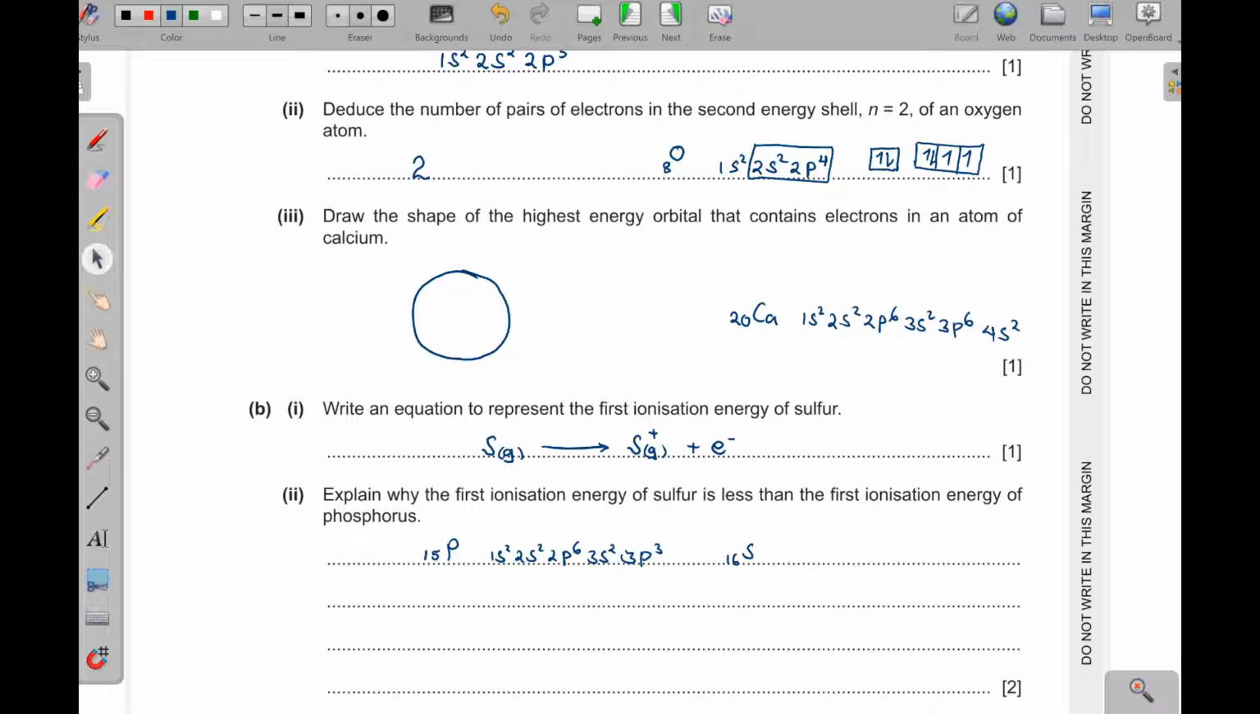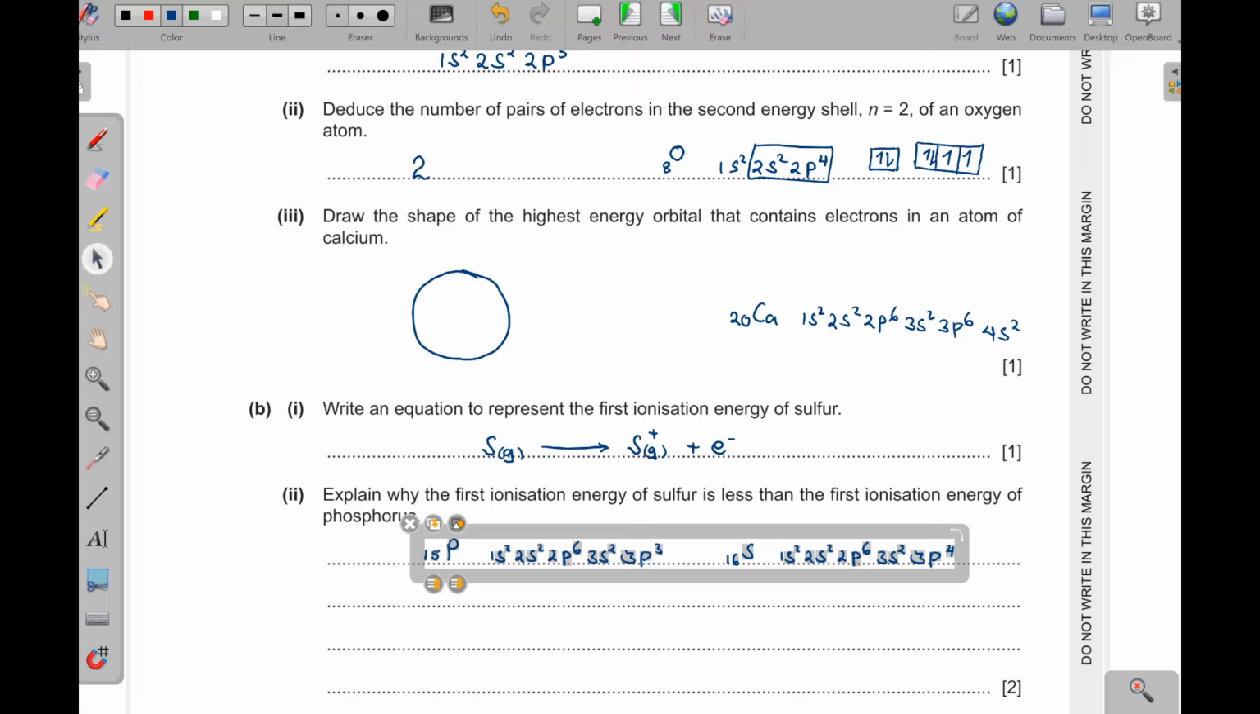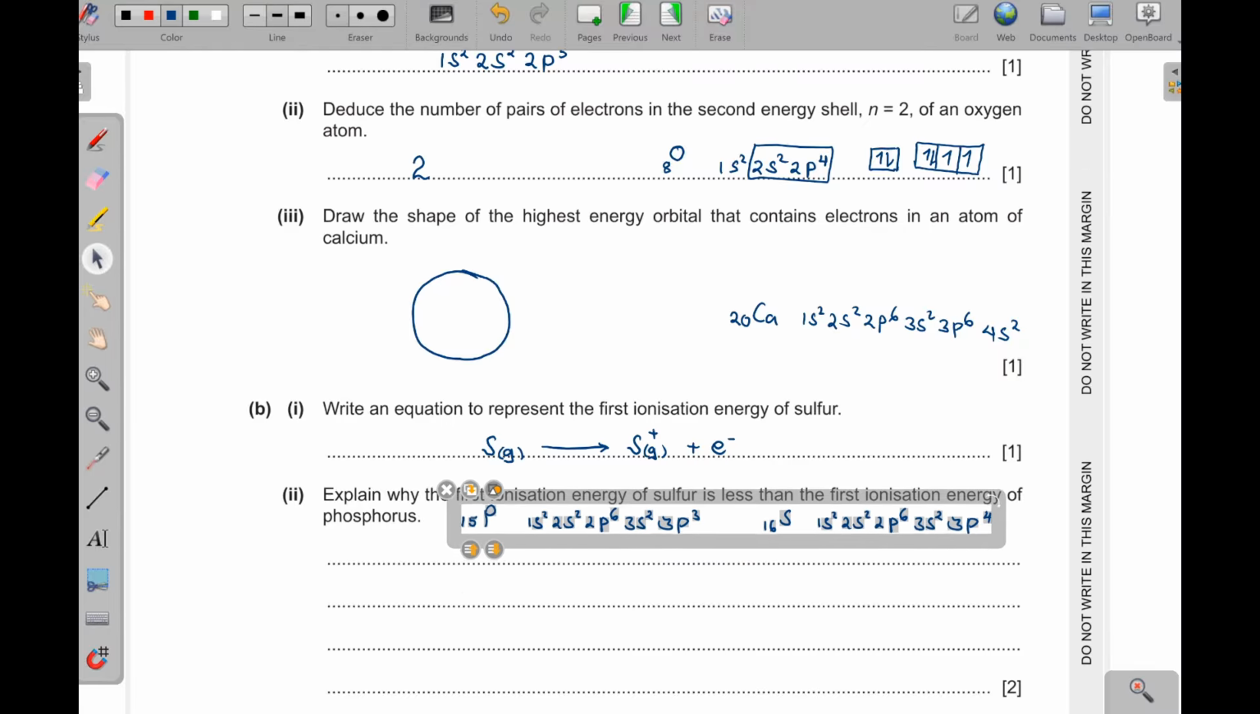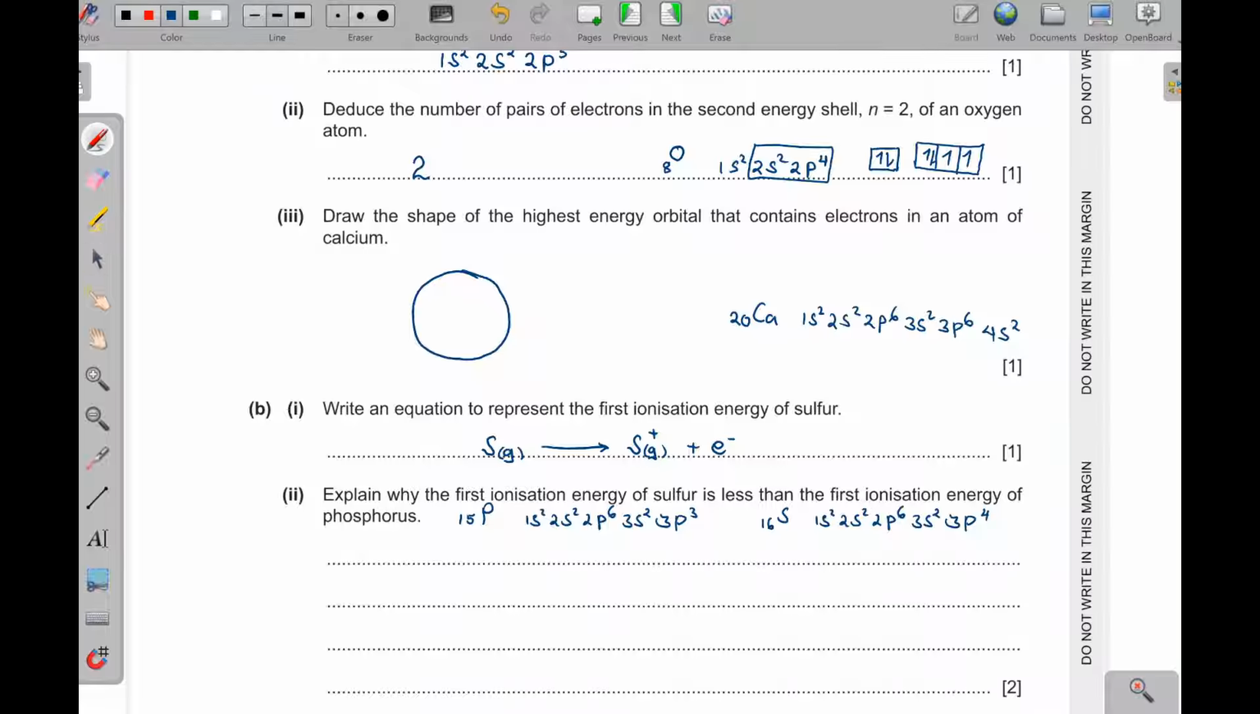16. We are going to have this one here duplicated, but then instead of the 3 here, I'll put a 4. Okay, and then after that, I'm just going to consider that 3p orbital. Okay, the 3p orbital.